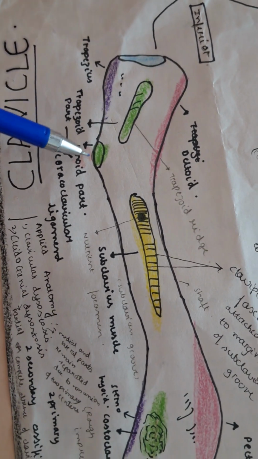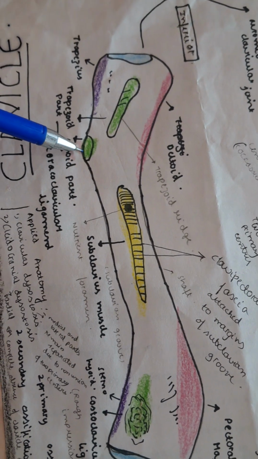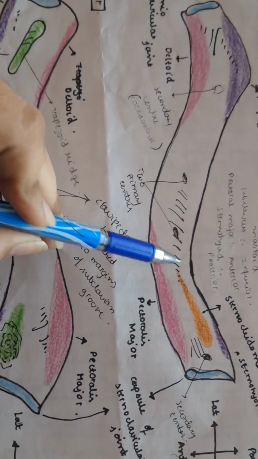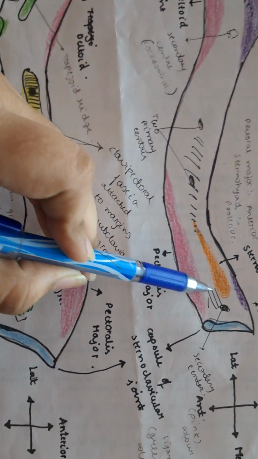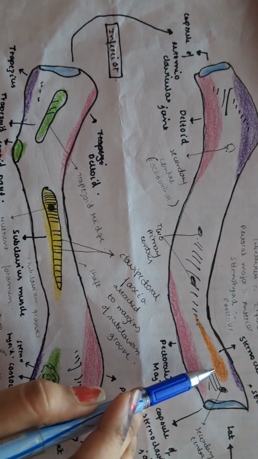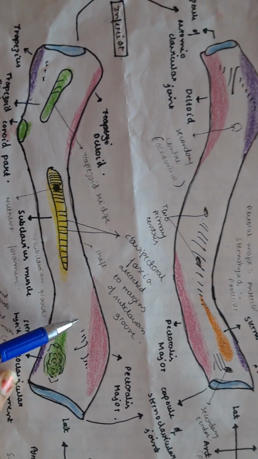Inferior surface consists of conoid part and trapezoid part. It consists of conoid tubercle and trapezoid ridge. And this is the medial 2/3 of the shaft. This is the anterior surface, this is the posterior surface. This is the medial 2/3 of the clavicle. This is the anterior border, posterior border, superior surface and inferior surface.